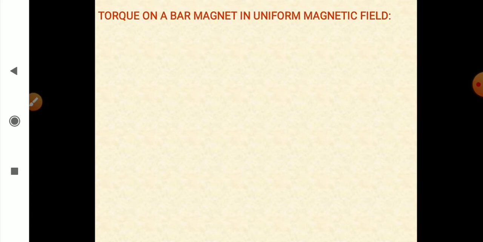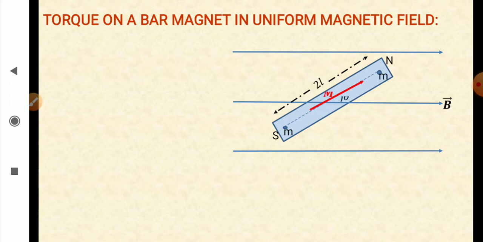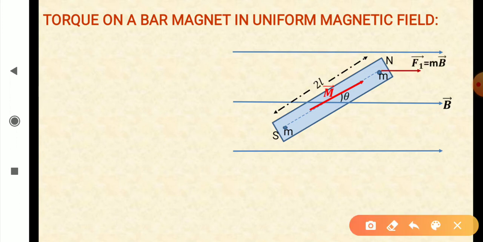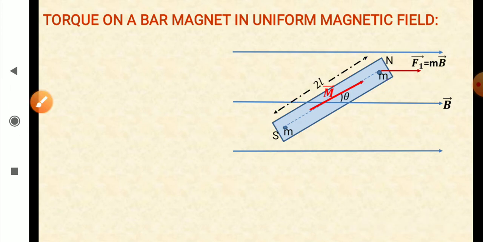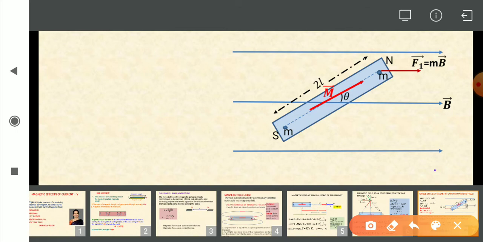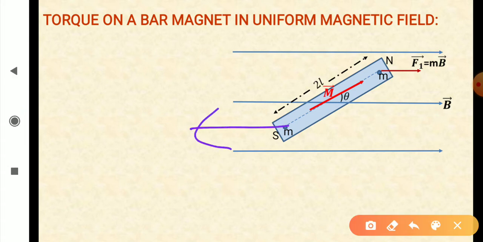Easy problem. Now let's talk about a bar magnet in a uniform magnetic field. We have a uniform magnetic field and a magnet placed in it of size 2L and pole strength m and magnetic dipole moment M at an angle theta with the magnetic field. Now each pole will experience a force due to this magnetic field. The force on the north pole is along the direction of the magnetic field, which is equal to mB. So F1 is equal to mB. And the force on the south pole is opposite to the direction of the magnetic field, so it is going to be along this direction.